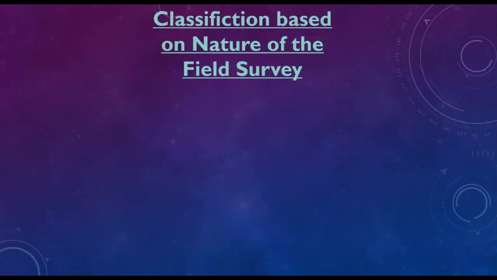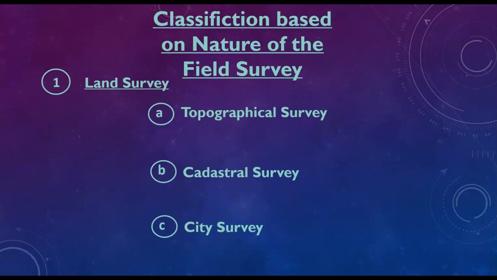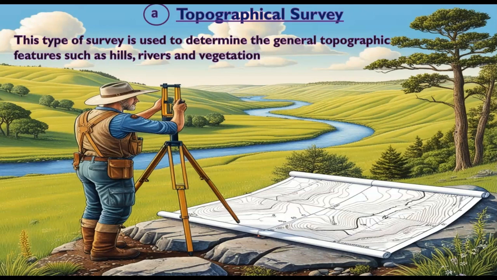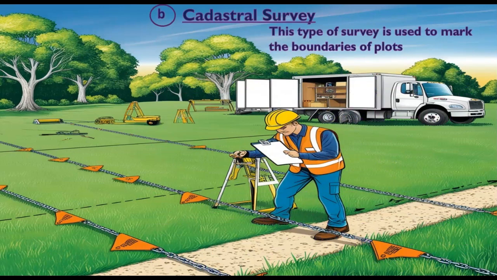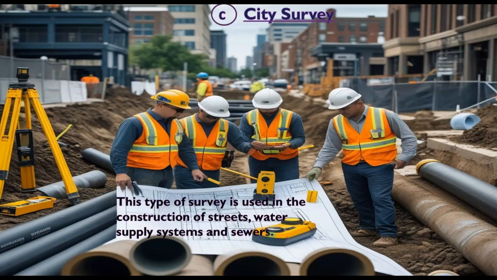The first category was nature of the field survey, and in that the first classification was land survey, which was further divided into topographical survey, cadastral survey, and city survey. Now what is topographical survey? This type of survey is used to determine the general topographic features such as hills, rivers, and vegetation. B. Cadastral survey. This type of survey is used to mark the boundaries of plots, as you can see in the figure. C. That is city survey. This type of survey is used in the construction of streets, water supply systems, and sewers.